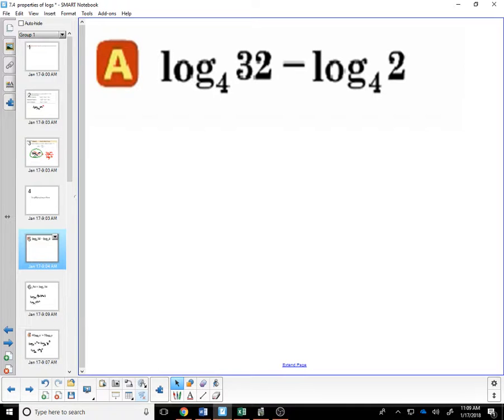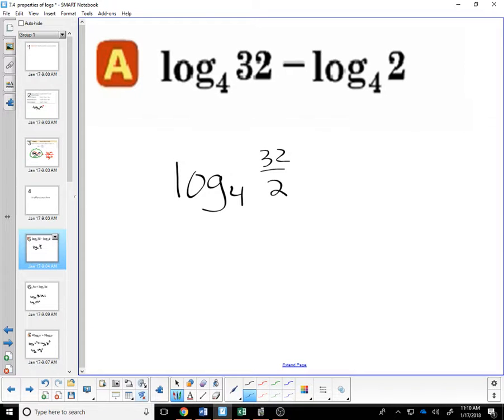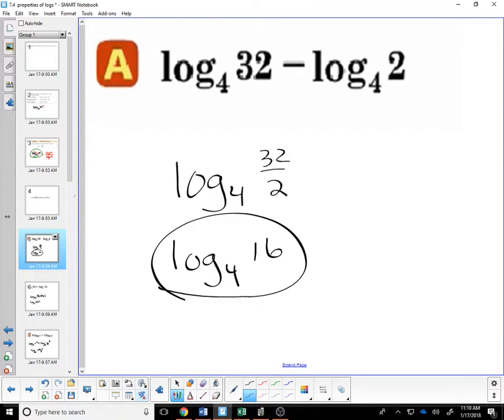Now I do want to make sure that they have the same base, because otherwise I can't do this. They do have the same base, so this is going to become log base 4, and the two arguments are going to become a quotient. So I've got 32 over 2. I can divide that. That becomes log base 4 of 16. That is technically simplified, right? Now let's answer the prompt.